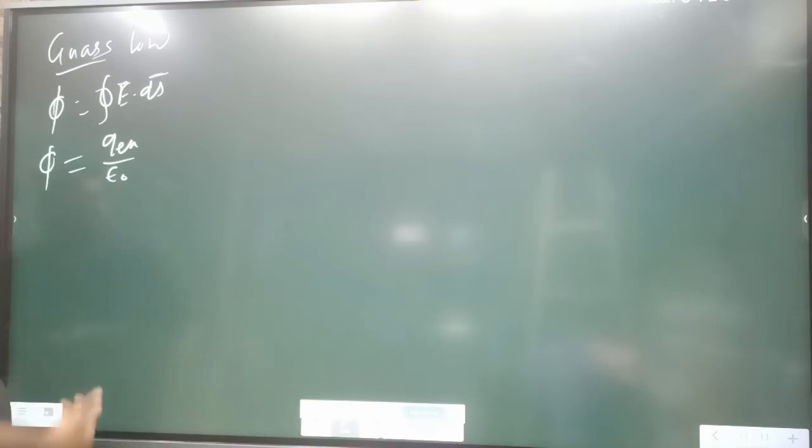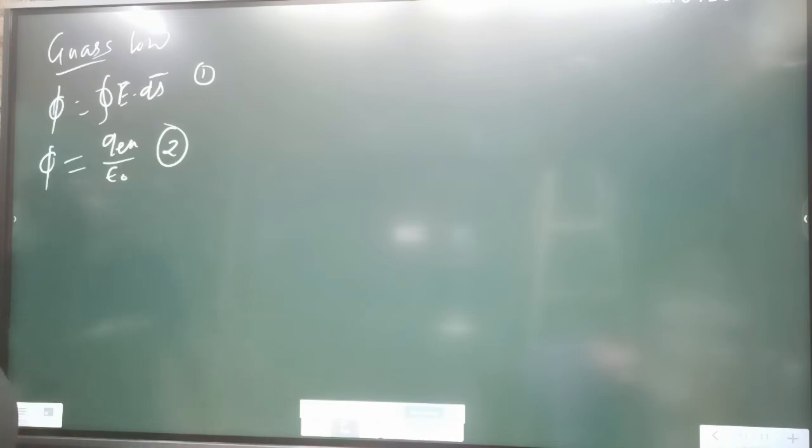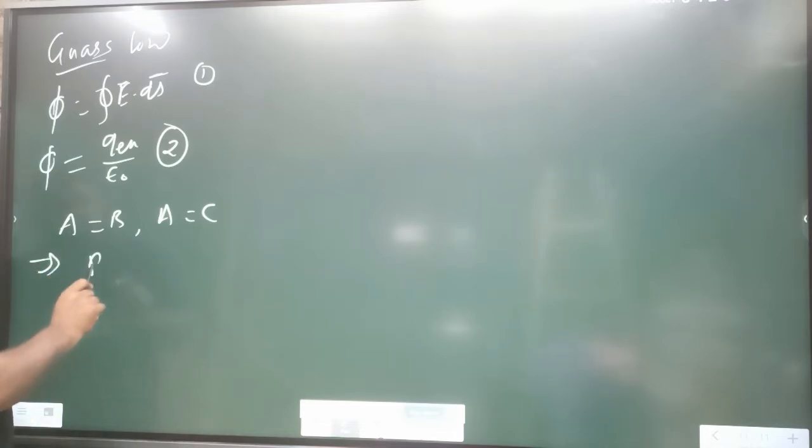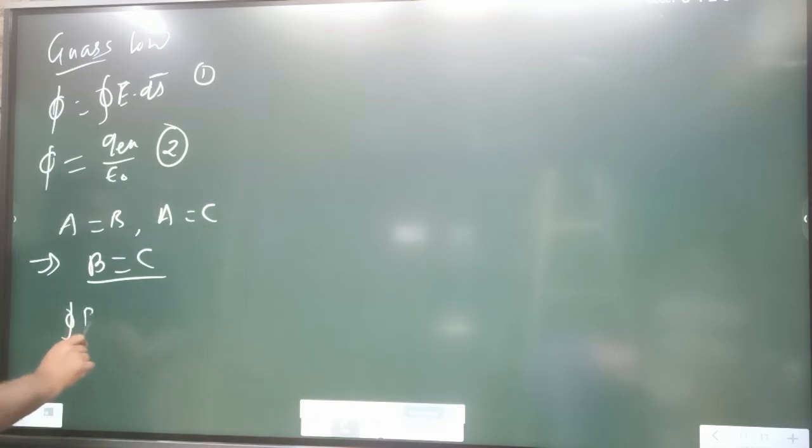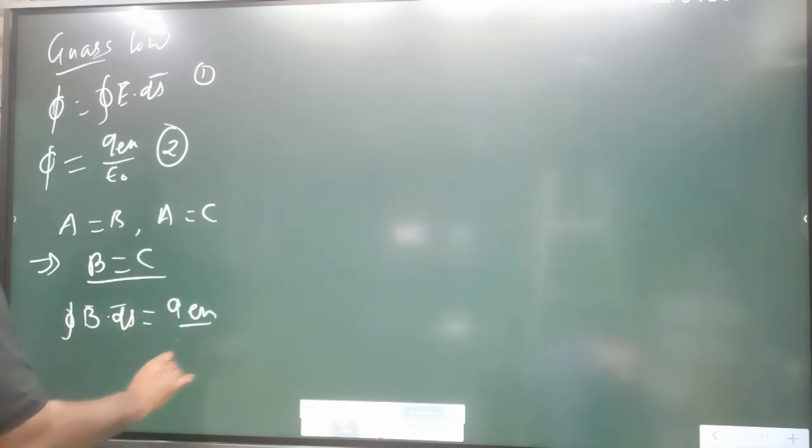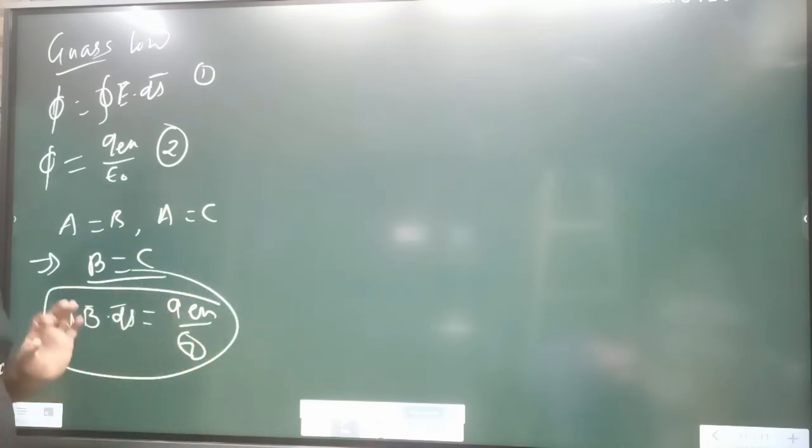Suppose whichever charge we enclose, how much flux will pass out through this region? A high amount of flux can pass, but this area must be enclosed, or the charge must be enclosed. Number 1, number 2, both equations have equal left sides. A is equal to B, A is equal to C, implies that B is equal to C. Means closed integral E bar dot ds bar is equal to Q enclosed upon epsilon naught. Here the word enclosed is very important.